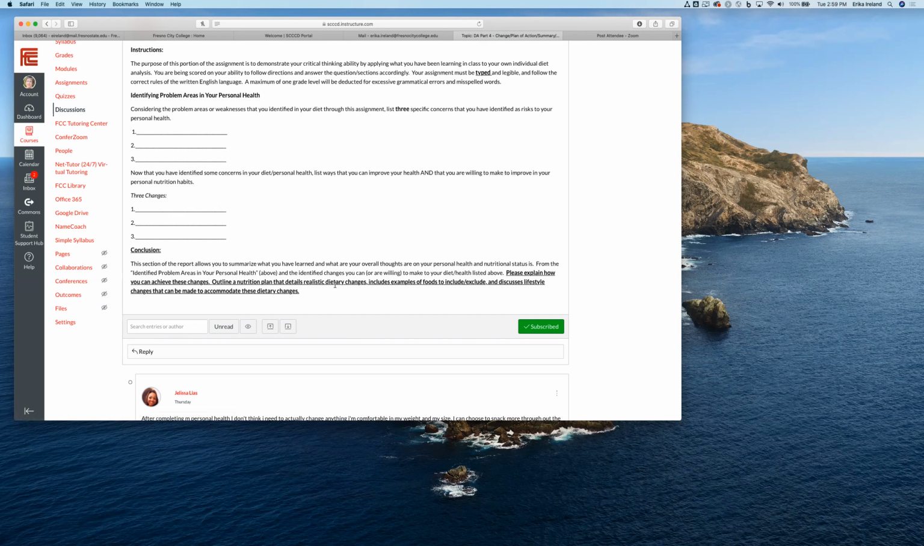So, for example, everybody wants to increase fruits and vegetables, and I mentioned in my first one here that I would decrease processed foods and I would increase fruits and vegetables. But how am I going to do that? Everybody knows we should, everybody wants to, but yet we don't. So we need to outline a nutrition plan that's realistic. So what am I going to do?